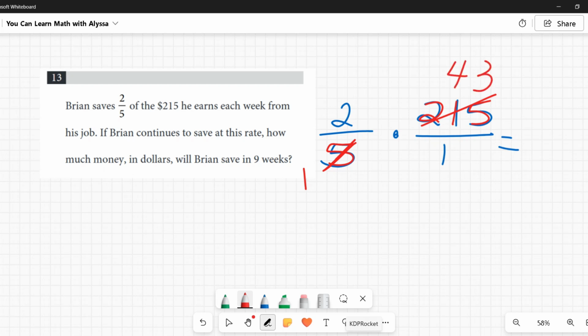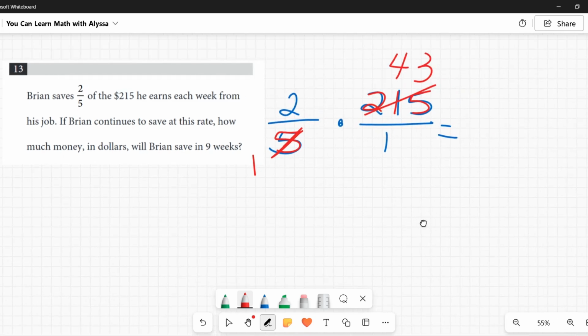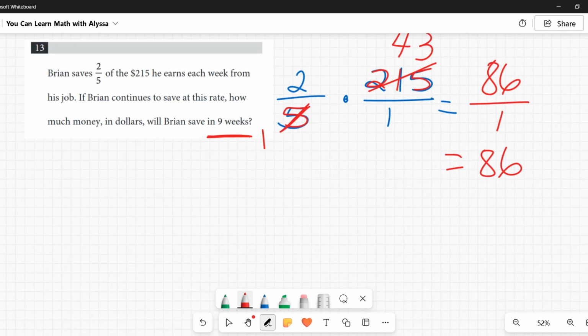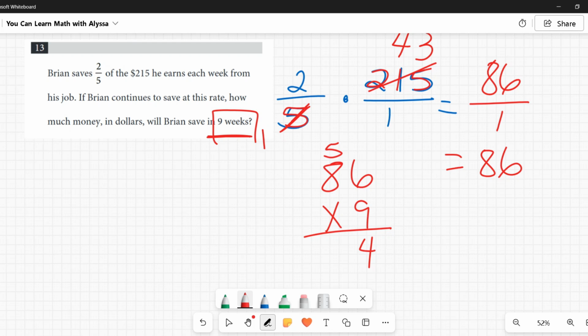So I multiply on top 2 times 43, that is 86. On the bottom, 1 times 1, so that's just 86. So $86 is what he saves in 1 week. We need to know how much he saves in 9 weeks. So we multiply 86 times 9. 9 times 6 is 54. Put down your 4, carry your 5. 9 times 8 is 72. Plus 5 is 77.